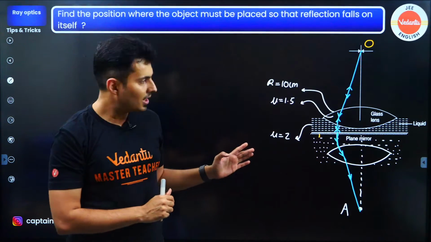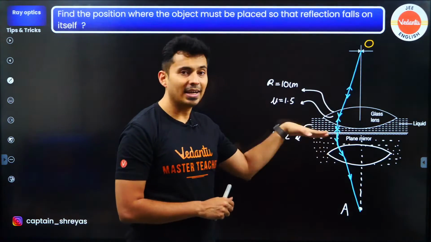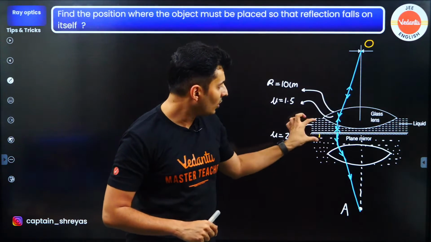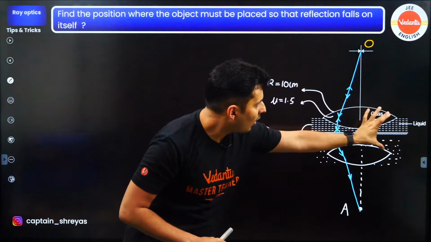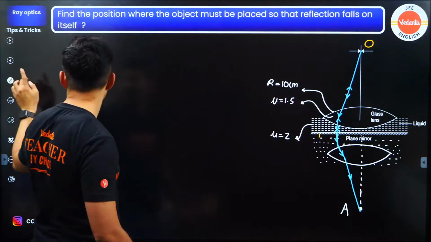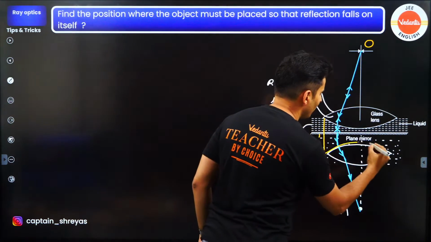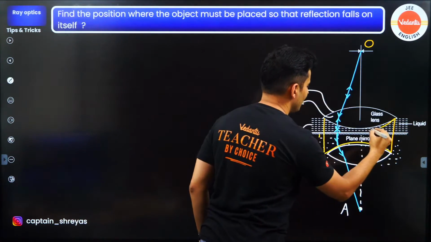What I feel over here? I feel there are two lenses. Forget the mirror now. Completely forget the mirror. There are two lenses, and also in between there is a liquid of a weird shape, of a very nice shape. I don't know whether you saw that. This liquid between them is of this shape.